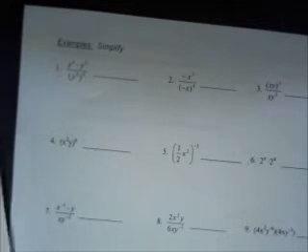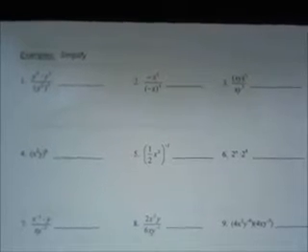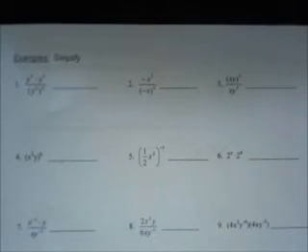Next page. Some examples. We're going to work through some examples, simplifying. This is applying a combination of the rules here. Now, there's more than one way to go about simplifying these, okay? And you have to figure out what way you're most comfortable with.